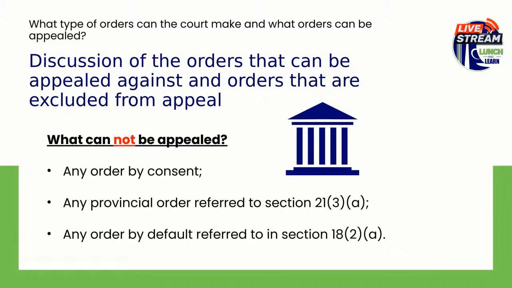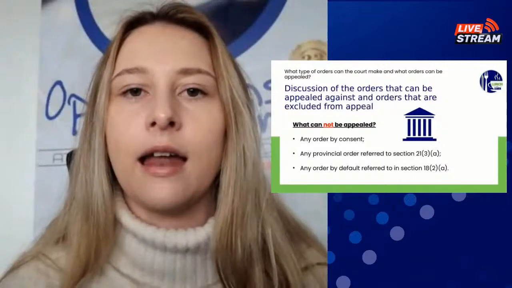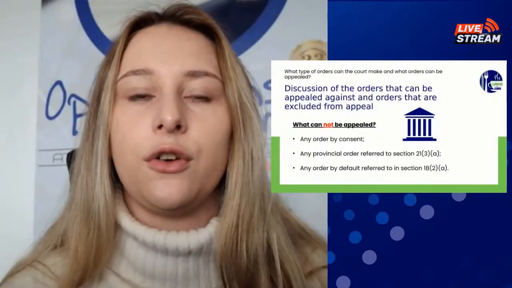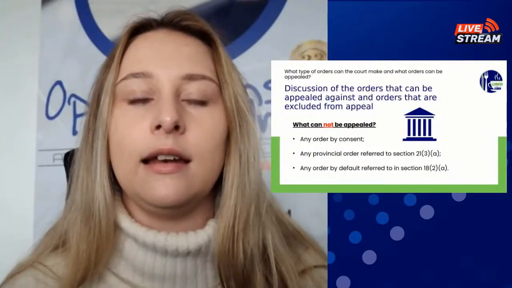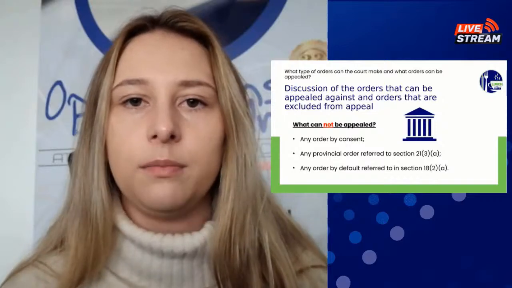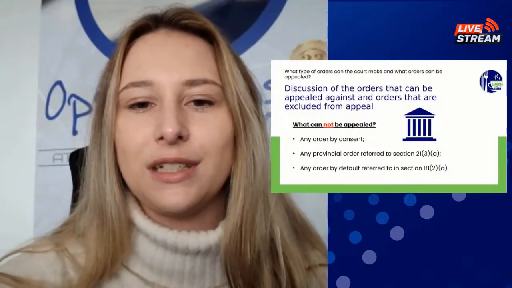But then on the other hand, we have certain orders which cannot be appealed. So these are orders by consent. The logical reason why an order by consent cannot be appealed is obviously because the parties have reached consensus. So they have reached agreement on the amount of maintenance that should be paid and how it should be paid. So this order by consent is then legally enforceable. It cannot be appealed because there was consensus between the parties.